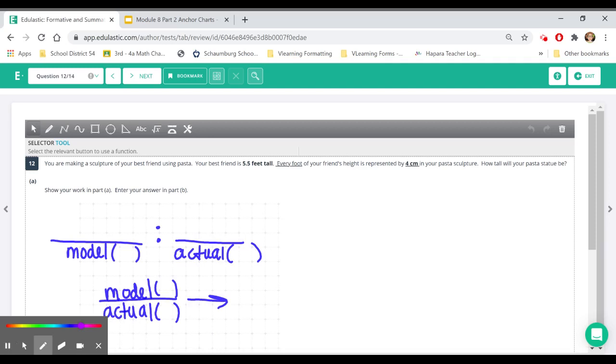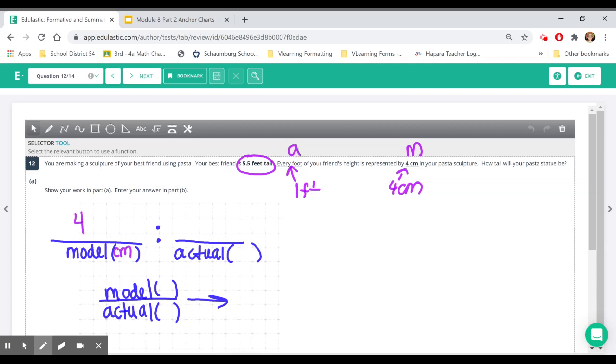So we know a few things. We know that our best friend is 5.5 feet tall. Every 1 foot, every time we see every, that means 1 of the unit, is 4 centimeters. So which one's the model, which one's the actual? Well, we know the sculpture is the model, and we know that every foot is the actual. So my units for model is centimeters, and that's 4 centimeters for every 1 foot. So my model is centimeters, my actual is foot.